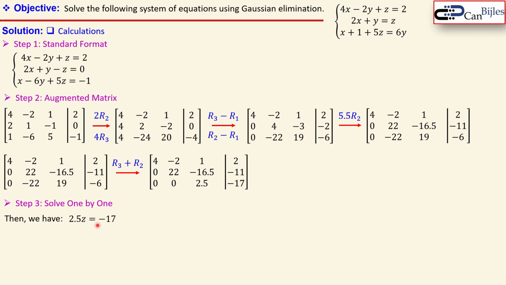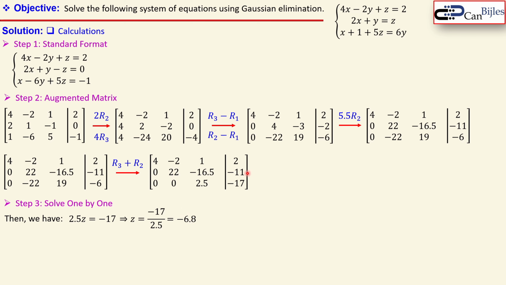So if you calculate this now, pretty straightforward, you say just z is equal to minus 17 over 2.5, and that will result in minus 6.8. Now we have this. Now we can back substitute that in the second row, because this part is now known, because that is minus 16.5 times this minus 6.8, and we can calculate now the y.